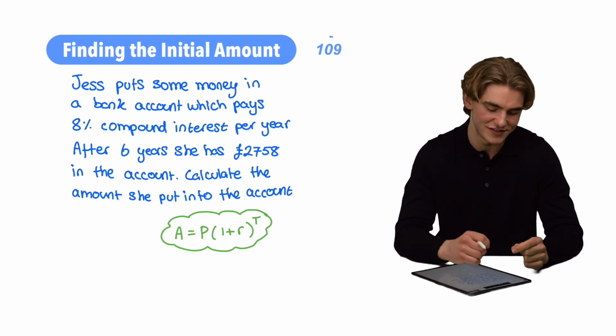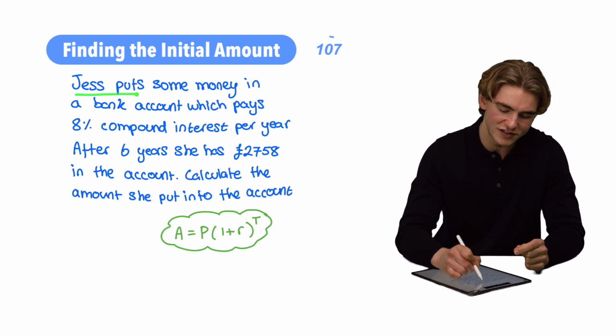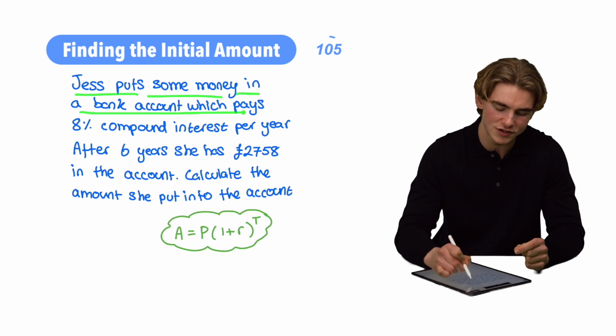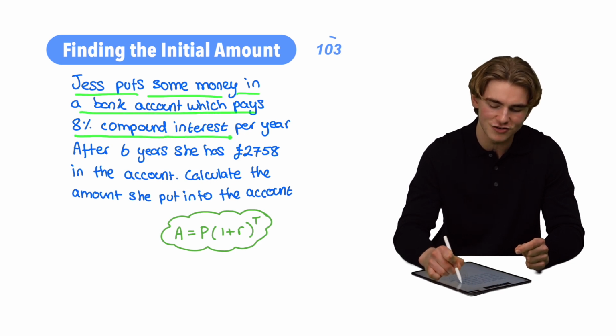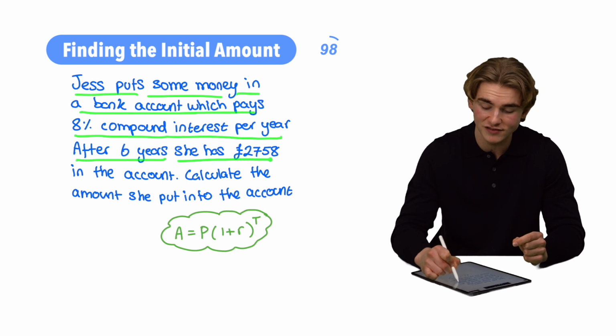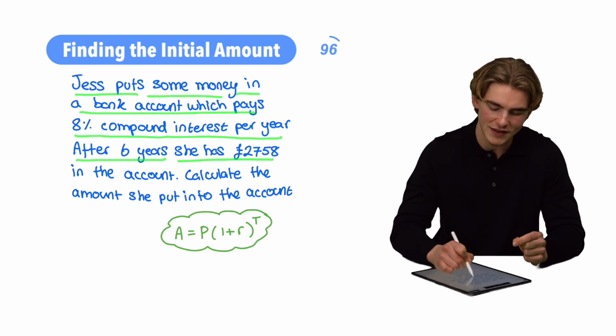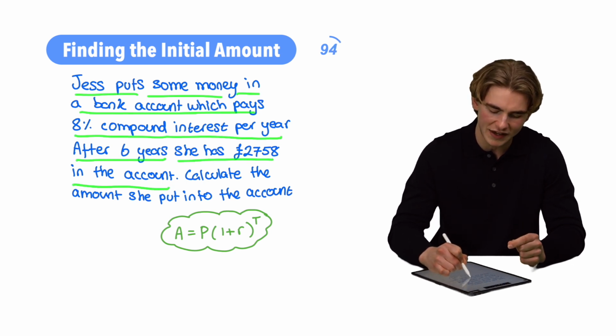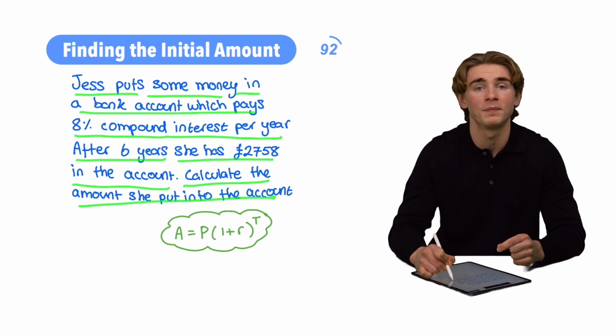Let's have a look at this example. The question says that Jess puts some money in a bank account which pays 8% compound interest per year. It then says that after 6 years, she has £2,758 in the account. The question then asks us to calculate the amount she put into the account in the first place.